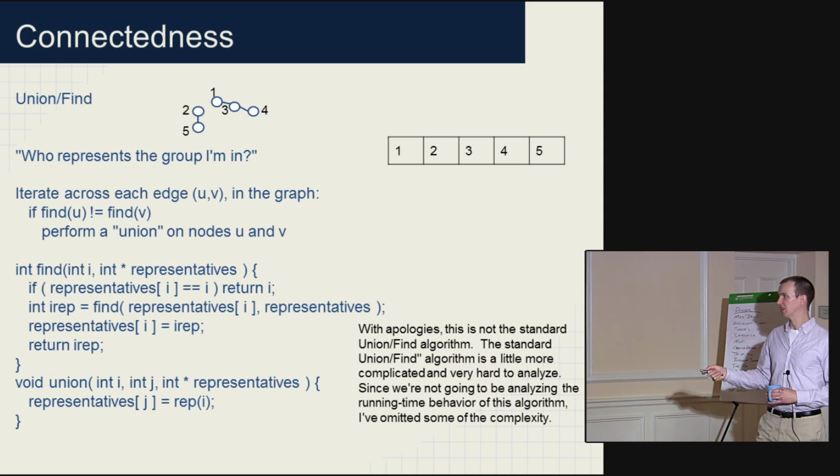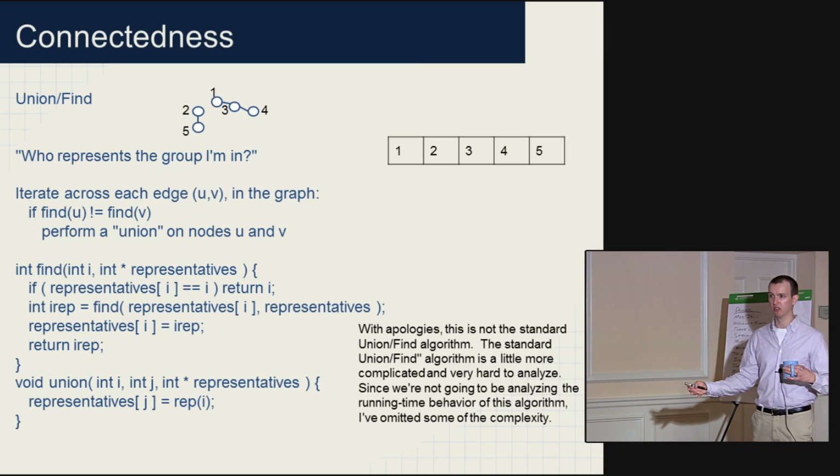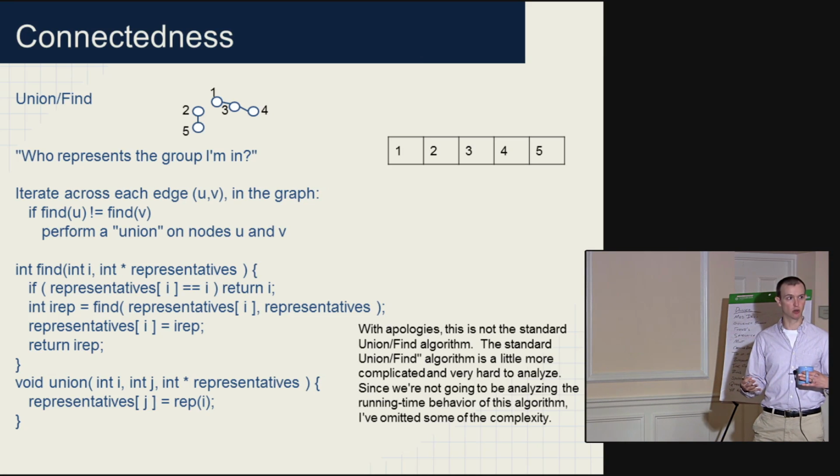So basically we're going to iterate across each edge in the graph. And for each edge that we see, we're going to ask whether the representative of U is the same as the representative of V. If they're not, then we're going to perform a union on these 2 nodes. We're going to somehow write down that these 2 nodes are in the same group. And then this change will propagate to the rest of the group members, the groups that U and V were already a part of.